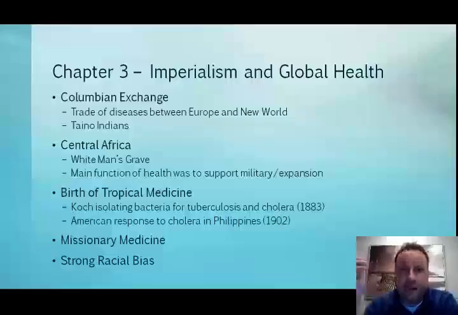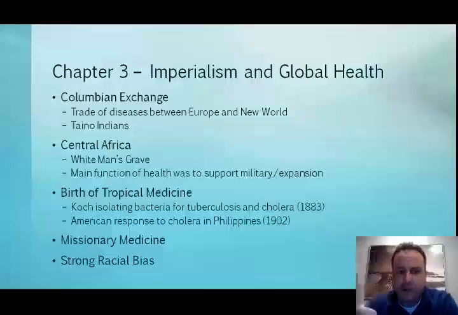Of course, Central Africa is where most of this is on, the white man's grave. And again, it's just the idea that Europeans were going down to Central Africa, new diseases, new environments, and they had death rates approaching, sometimes above, 50%. So they were just getting decimated, and so it got the name White Man's Grave.